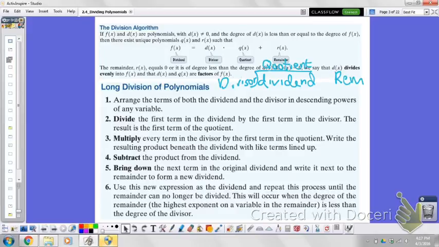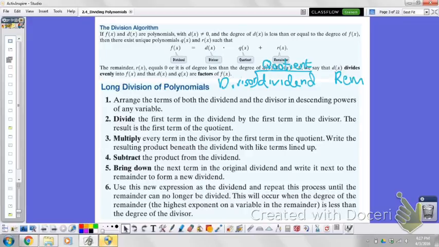So to do this long division, the first thing we will do is arrange the terms of both the dividend and the divisor in descending powers of any variable. So that's like x to the power of 4 plus x squared plus x, something like that. Then you're going to divide the first term in the dividend by the first term of the divisor, and the result is the first term of the quotient. Then you multiply every term of the divisor by the first term of the quotient and write the resulting product beneath the dividend, with like terms lined up.